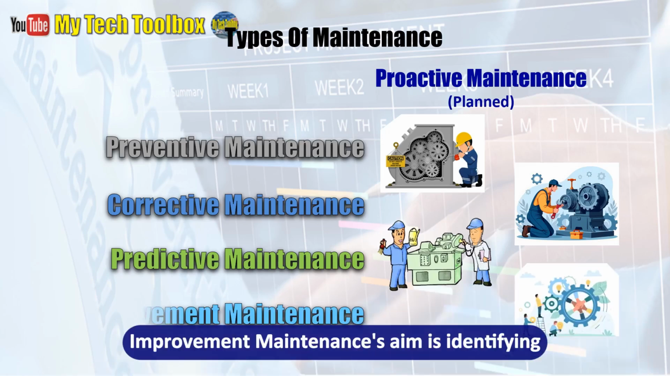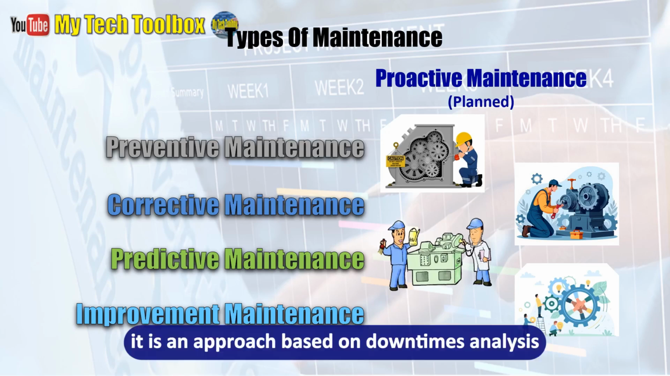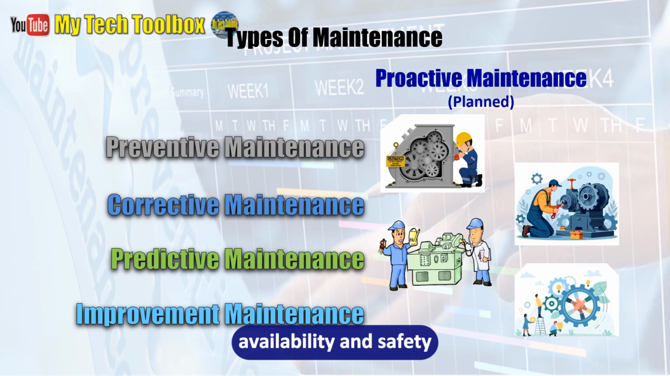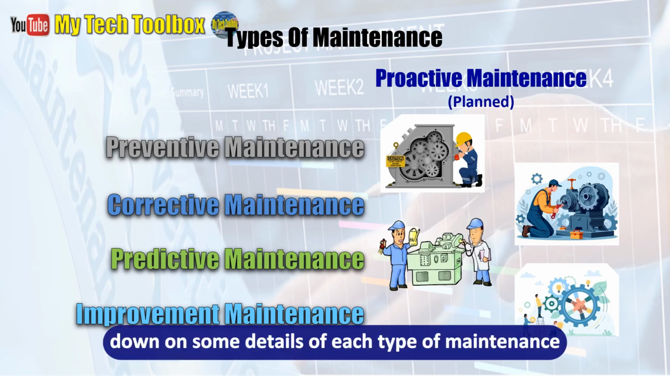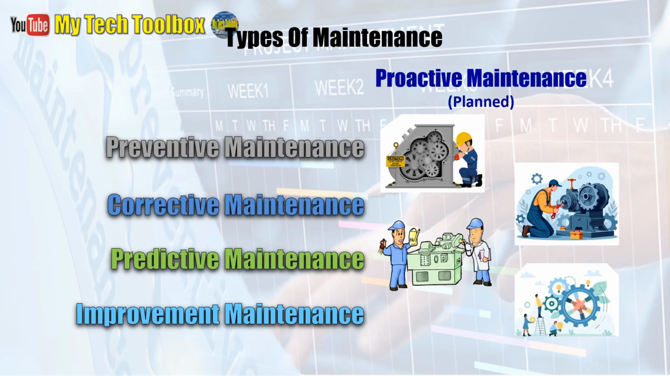4. Improvement maintenance's aim is identifying and implementing improvement actions on equipment and service. It is an approach based on downtime analysis to raise equipment's performance, such as reliability, maintainability, availability, and safety. Let's discuss further some details of each type of maintenance under the proactive or planned maintenance.